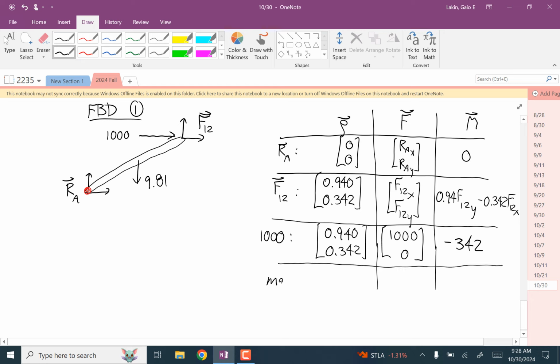And then last is the weight force. That rho vector is half of this one, so 0.470, 0.171. The force is 0, negative 9.81. And that cross product is negative 4.61.